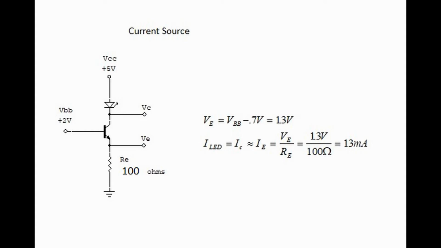This circuit is called a current source, and it's very useful because it doesn't matter if we change the LED to another device. The circuit will always deliver 13 milliamps through whatever is in the collector circuit. In the future, we're going to call this the load. In other words, the LED is the load. So we're putting 13 milliamps through the load.